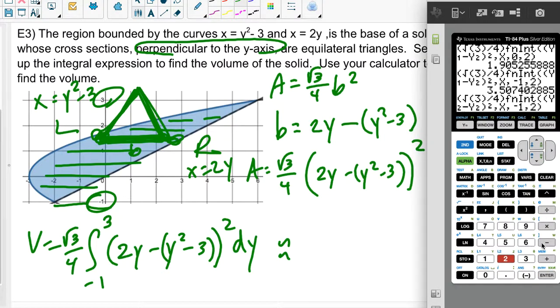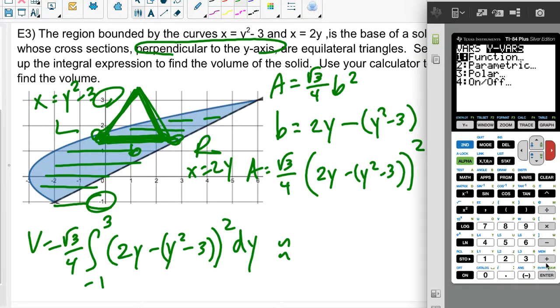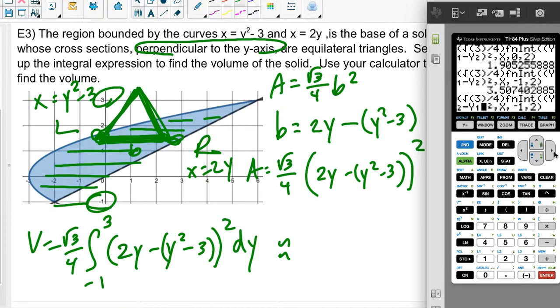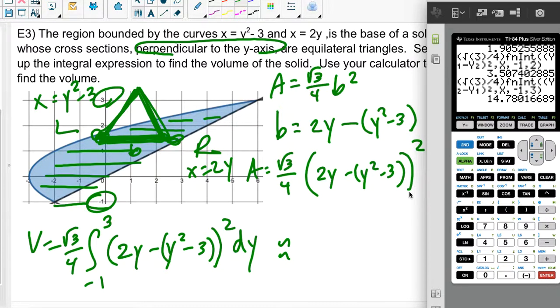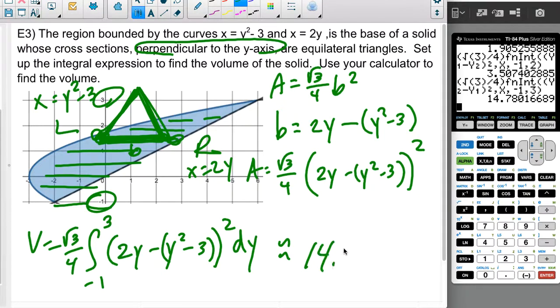So I'm going to pick y2 minus y1, right? And I'm integrating from -1 to 3 this time. Notice I am integrating with respect to x, but that's because I'm using x to stand in for y. So hit enter, and there you go. You get a 14.780, right? So the AP needs to see this setup.